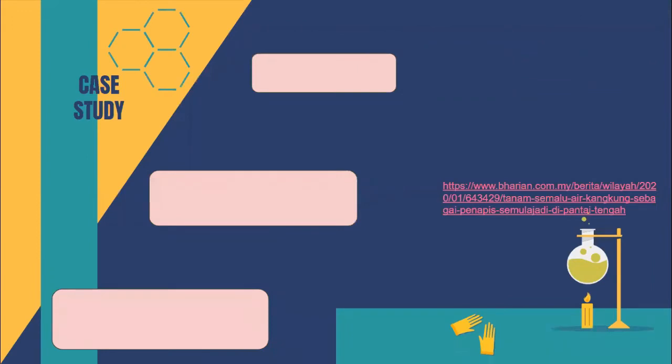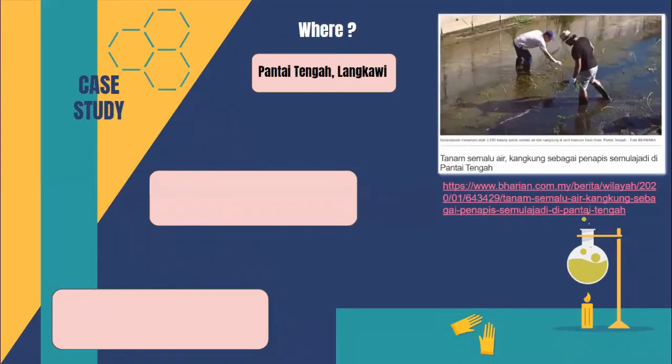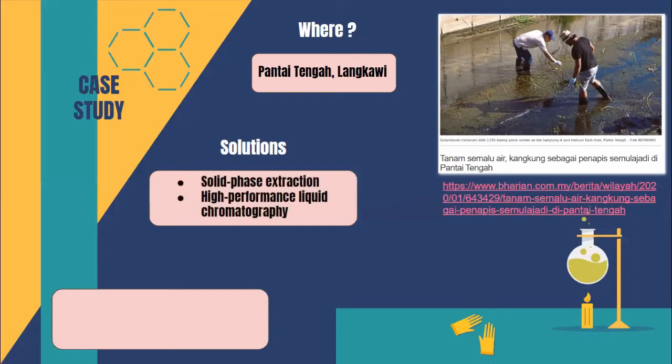We have found a case study which occurred at Pantai Tengah, Langkawi, and it is about kangkong as an absorber for cadmium and also serving as an alternative for phytoremediation of metal contaminated aqueous medium due to its very good metal uptake ability, to ensure that the quality of water flowing to the sea is clean and without heavy metal contaminant. To determine the concentration of cadmium, we have to use solid phase extraction, SPE, to extract and purify the cadmium sample for analysis, and also use high performance liquid chromatography, HPLC, to identify and quantify cadmium in the mixture.